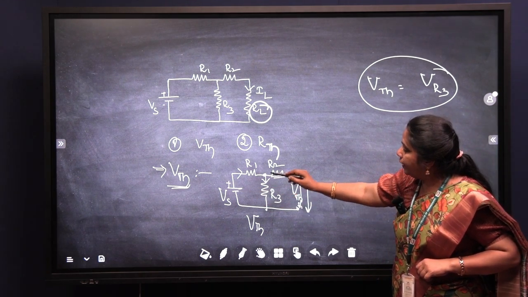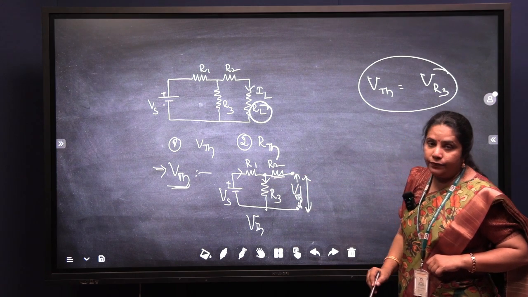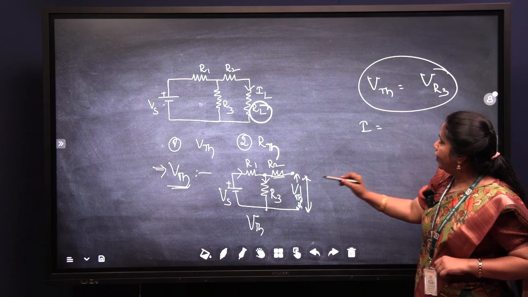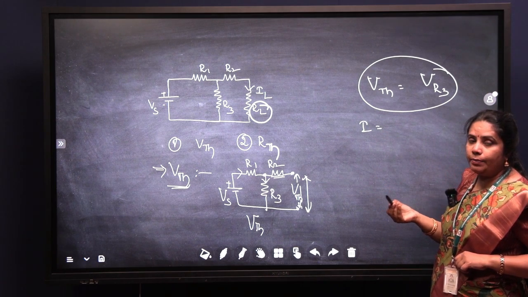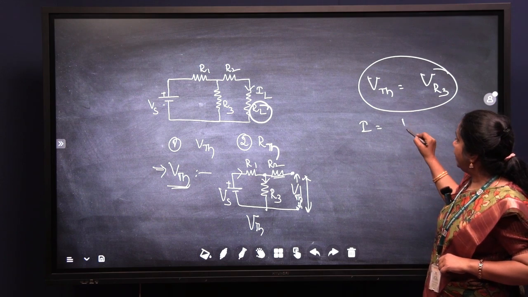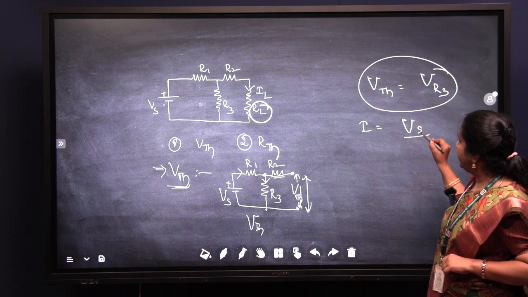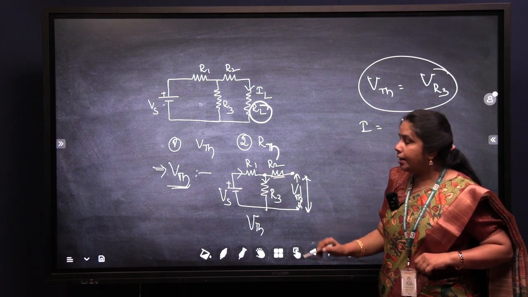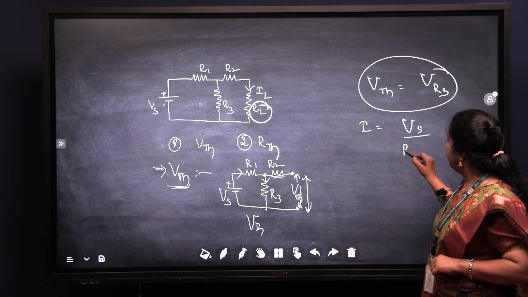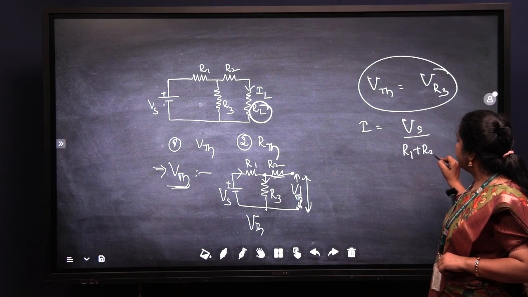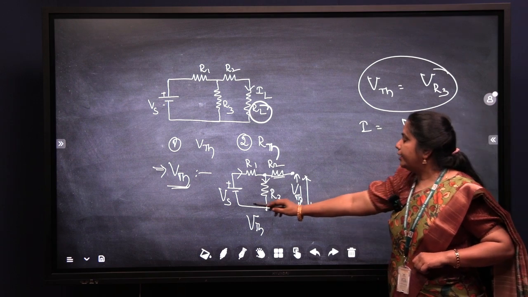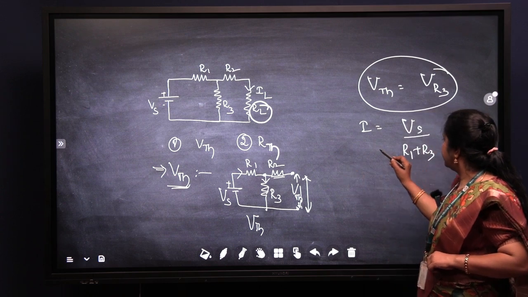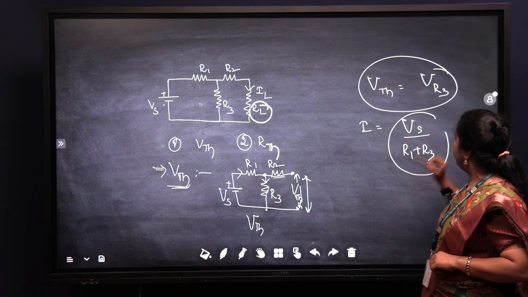In this mesh, the current flowing in the resistor, I, will be calculated first. So what is the current I here? From Ohm's law, it is voltage divided by the total resistance. What is the voltage we have? The single voltage source, Vs. And what is the resistance of this entire circuit? The 2 resistances R1 and R3 are connected in series, so you get Vs divided by R1 plus R3. Now you have the current flowing in this mesh through Vs, R1 and R3, which is Vs divided by R1 plus R3.